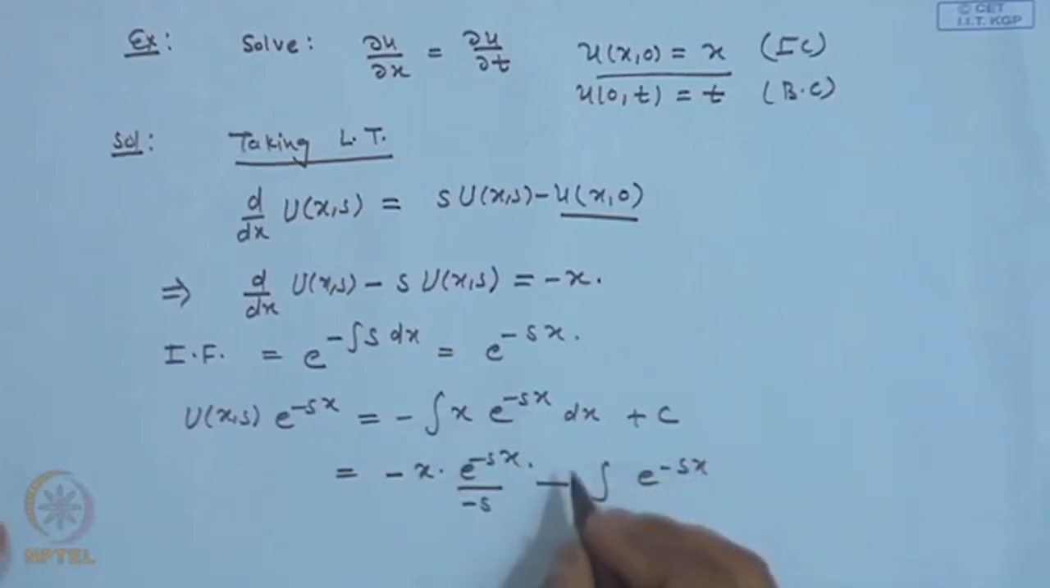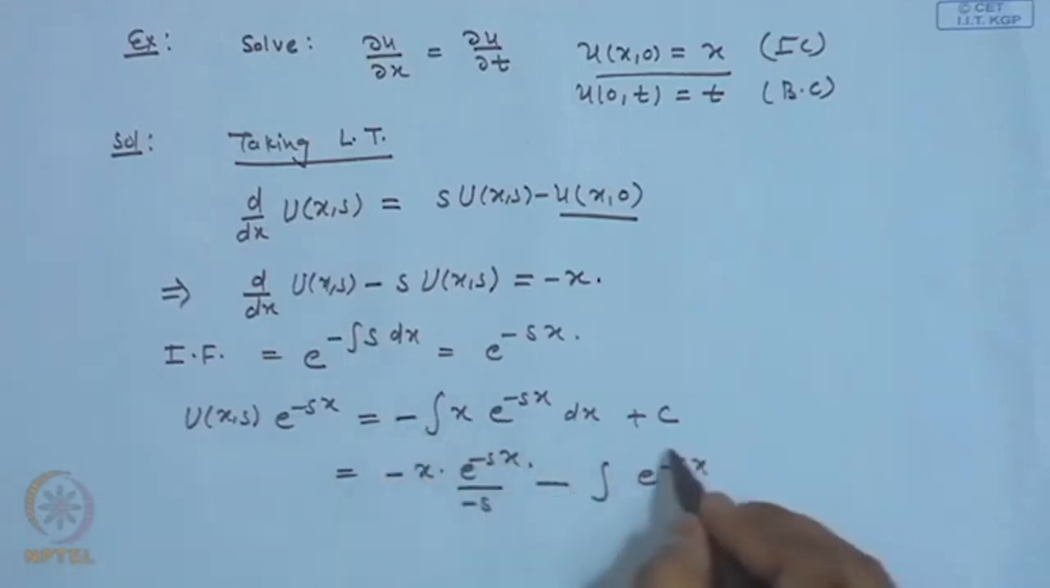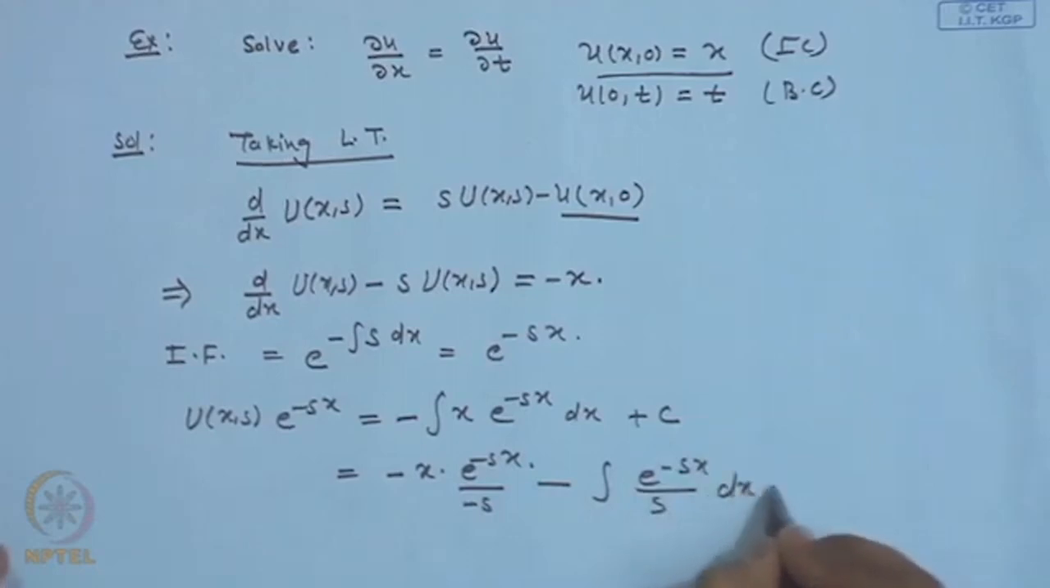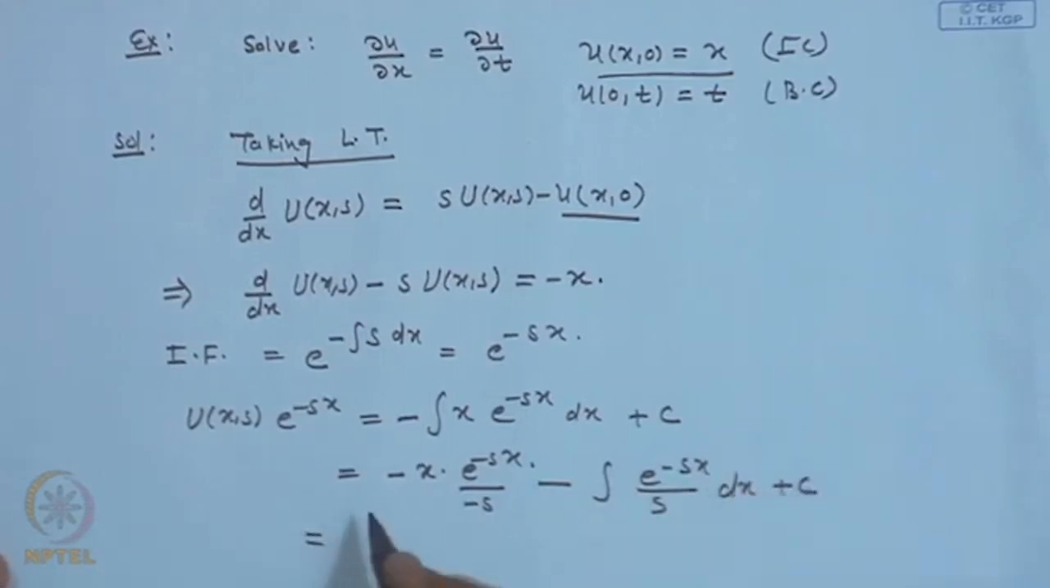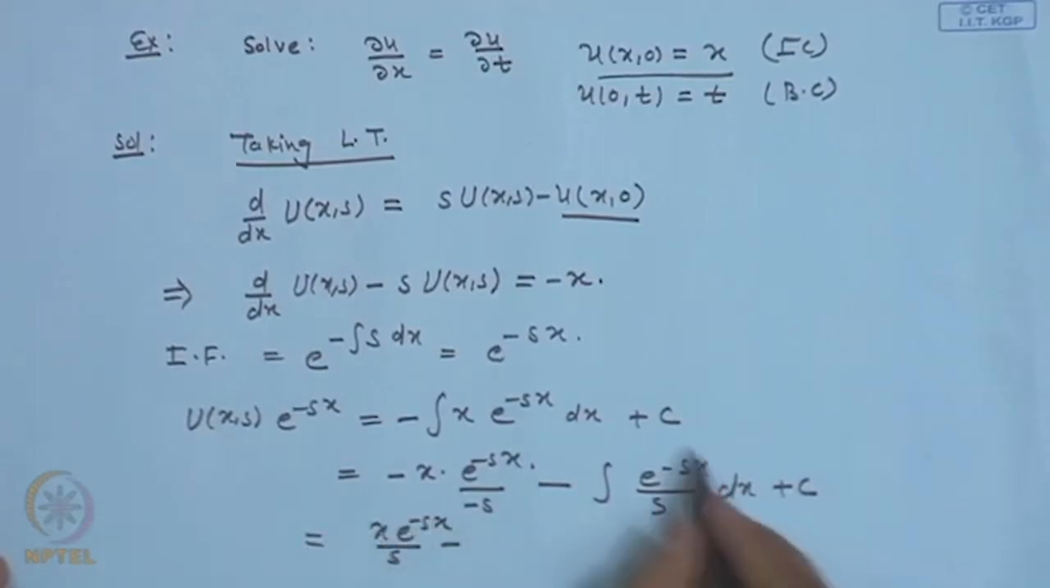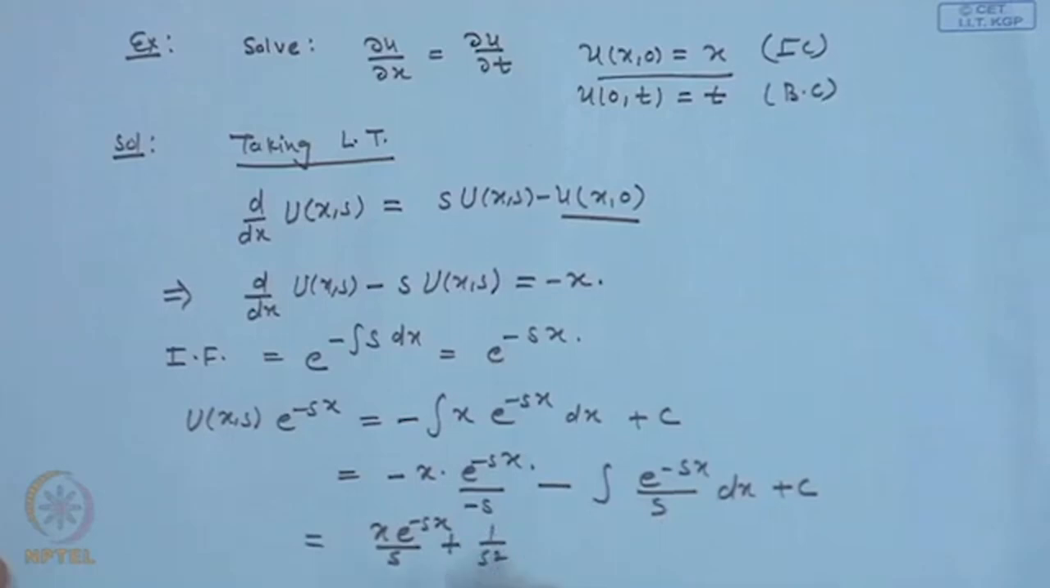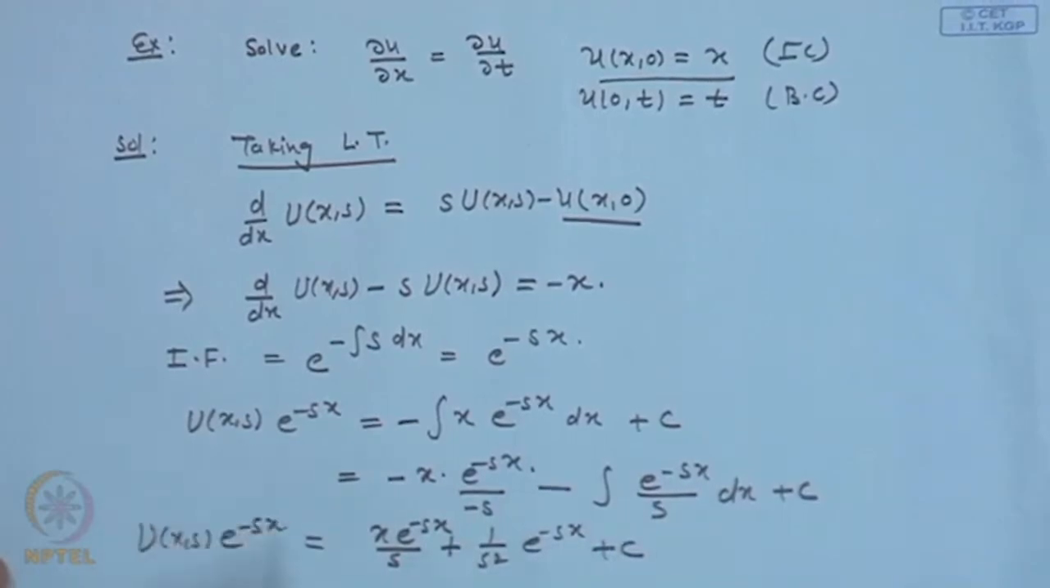So, here we have then the plus. One minus was here, so we get the minus, and that minus will be plus. So, we have minus here and then s, and we have dx and a constant. So, what we have is x e^(-sx) over s, and once again we differentiate this: e to the power minus sx over minus s. So, we will get plus 1 over s square e^(-sx) plus c. So, this is our U(x, s) e^(-sx).